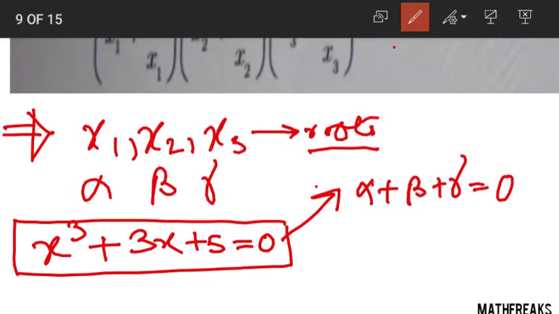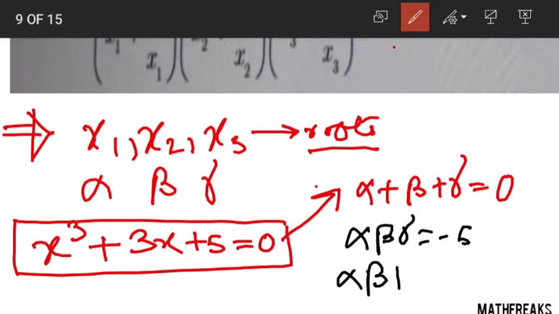Now we come to alpha multiplied by beta multiplied by gamma. This is minus d by a, so it is minus 5, and alpha beta plus beta gamma plus gamma alpha is equal to 3. Okay, everyone clear?